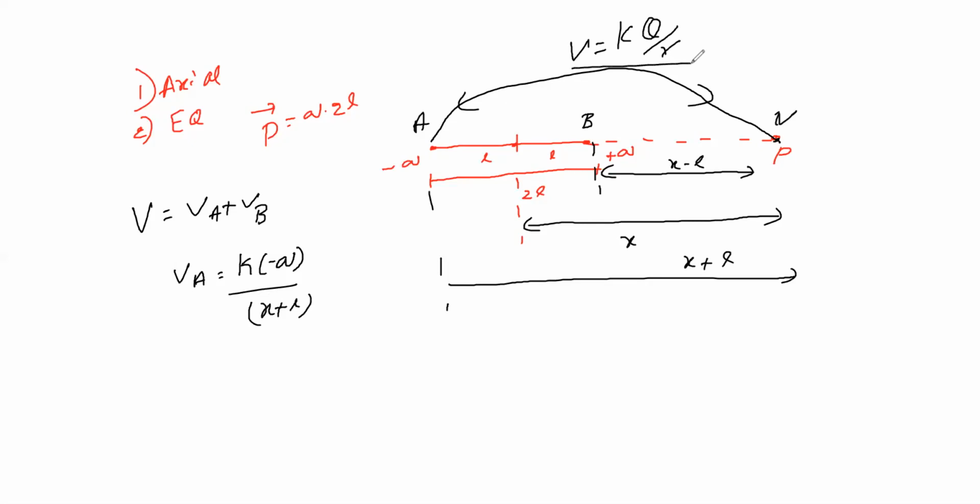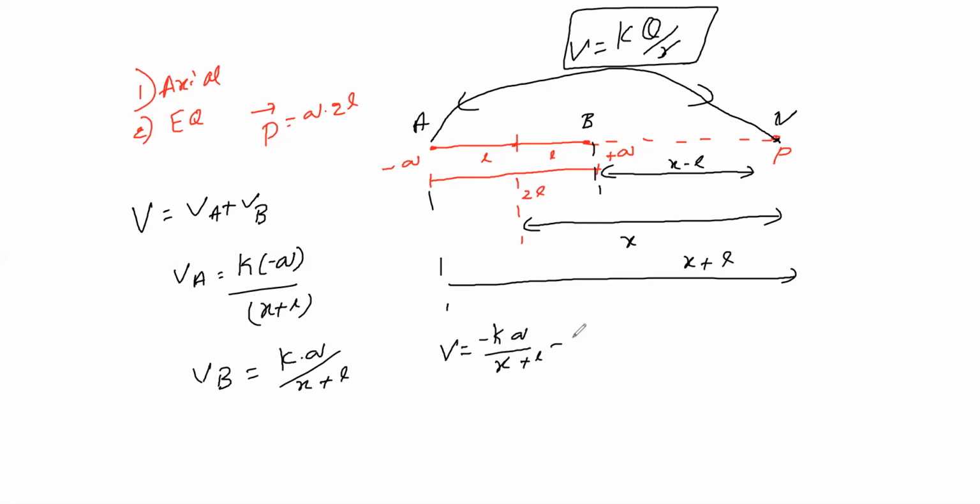Here it will not be R square. Remember that. So this is first. Then VB is equal to positive KQ by X minus L. Now we are going to add these two. So V is equal to K times minus Q by X plus L, plus KQ by X minus L.